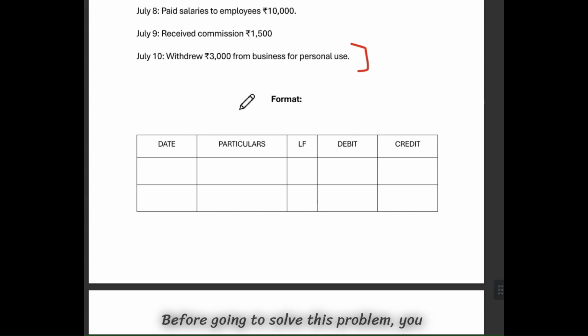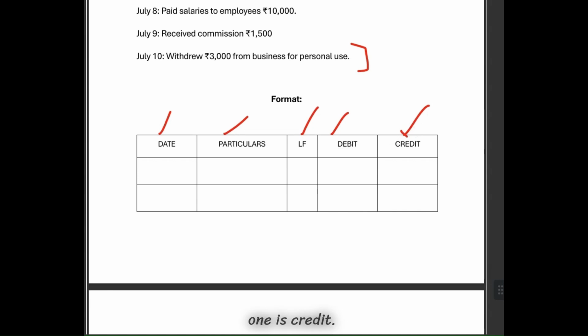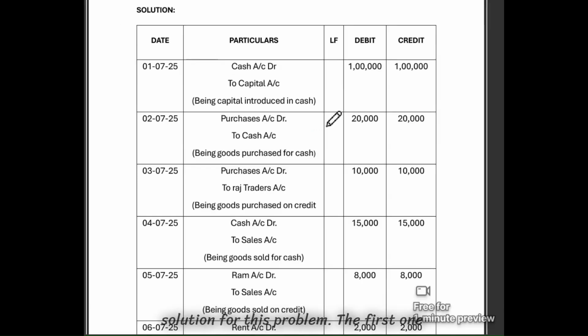Before going to solve this problem, you have to know the format of journal entry. There are 5 columns in journal entry. First one is date. Second one is particulars. Third one is ledger folio. Fourth one is debit. Fifth one is credit. By following this, let's see the solution for this problem.